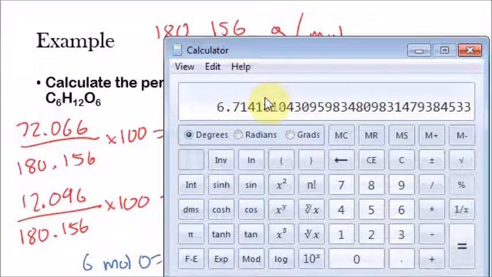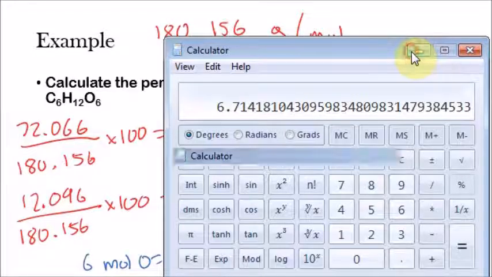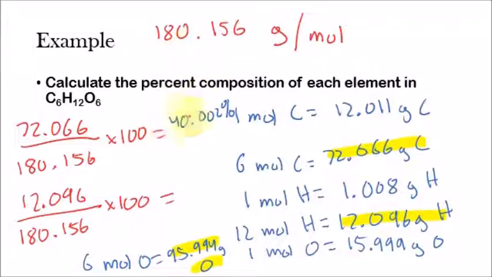6.7142. Okay, because this number has 5 significant digits and this number has 6. So 6.7142. So that's a percent composition of hydrogen. Okay, now let's finally calculate the percent composition of oxygen.